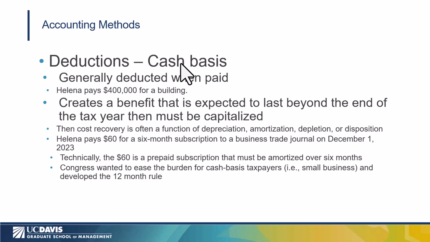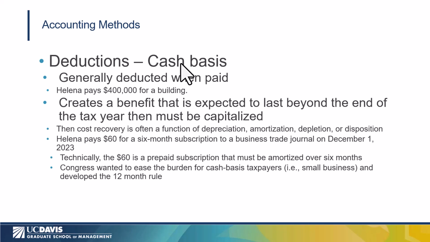So technically, you've created a benefit that's expected to last beyond the end of the tax year. And so kind of by default, you're supposed to capitalize that cost. And then cost recovery on that building would be a function of depreciation, most likely. But in other cases, it could be something like amortization, depletion, or you could recover the cost when you sell it, like you do with inventory.